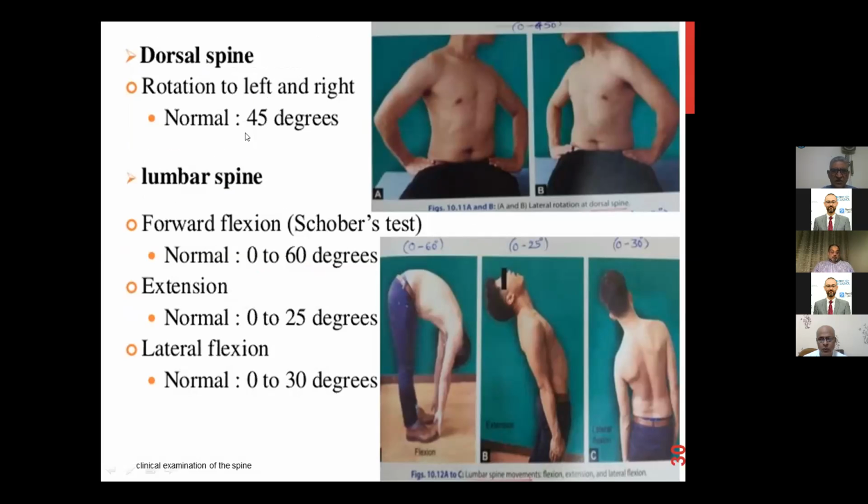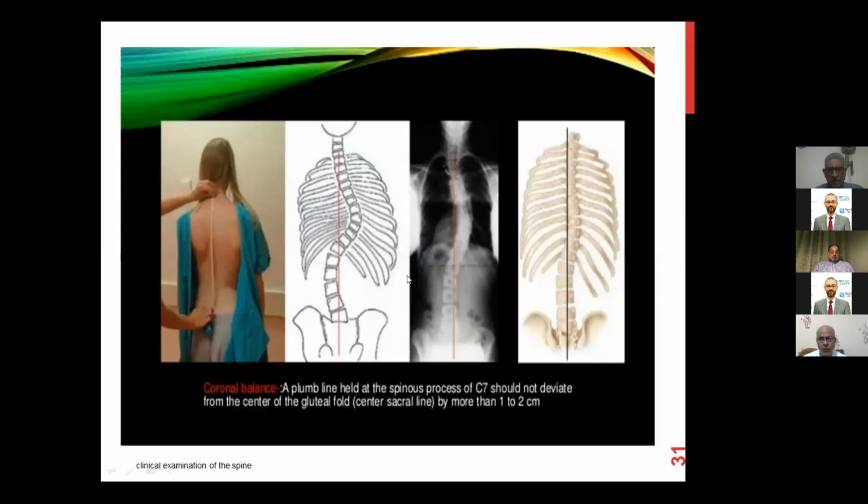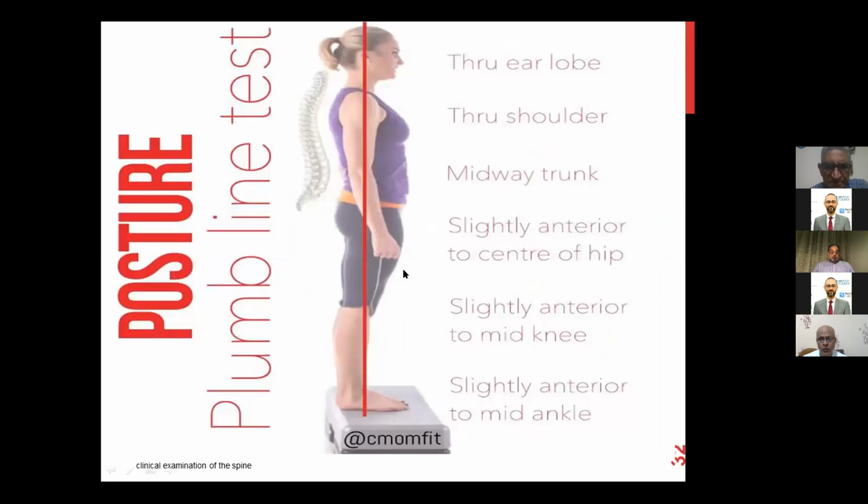You can see the different degrees here, 45 degrees rotation, 0 to 60, 0 to 25, 0 to 30 in lateral flexion. One of the methods to measure the range of motion of the flexion is by the level between the tips of the fingers to the floor in centimeters. The other method is by doing the Schubert test.